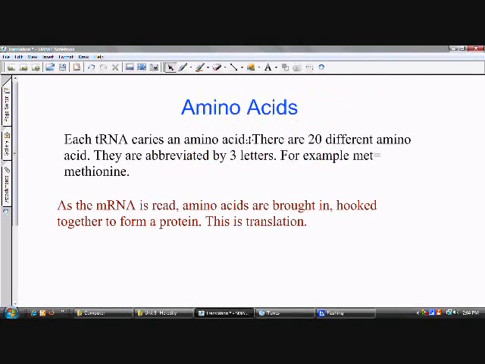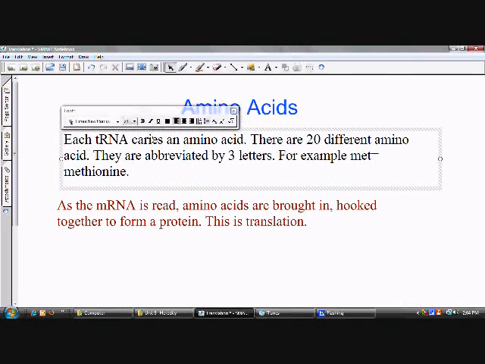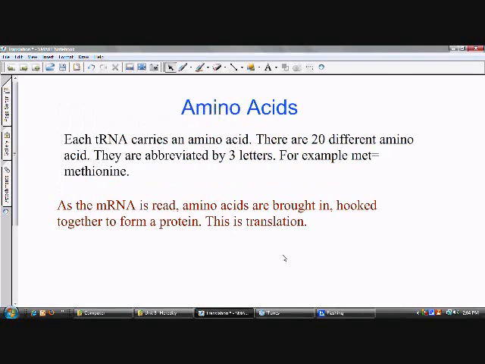Okay, what's the purpose of these tRNAs coming in? Well, each one of these tRNAs carries an amino acid. Let's see, I misspelled that. Let's put an R in there. Now, there are 20 different amino acids, and you have to eat all 20 of them every day to stay healthy. And to make things easier, they're abbreviated by 3 letters. So, for example, an amino acid called methionine would be abbreviated as MET.